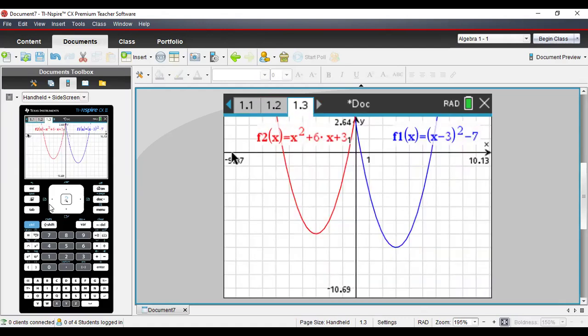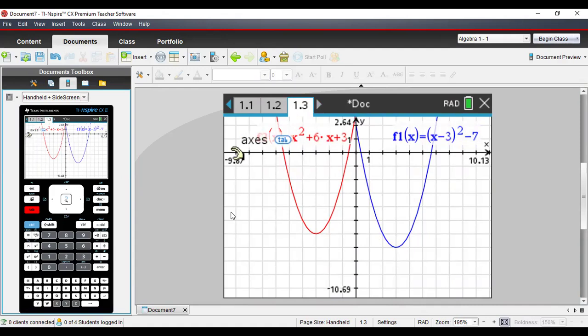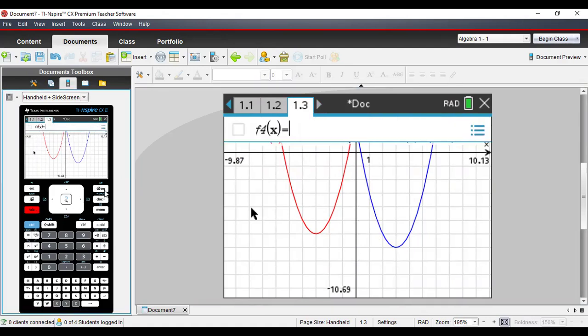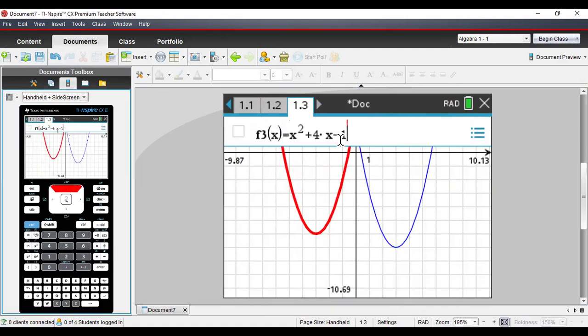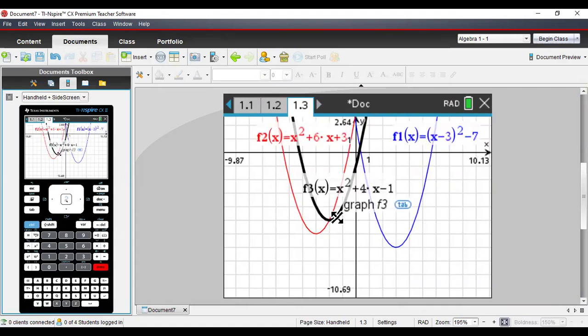So all I have to do is press tab, and you can see it starts at F4. There is the function that I just entered. Now I press enter, and you can see it's the black one here.